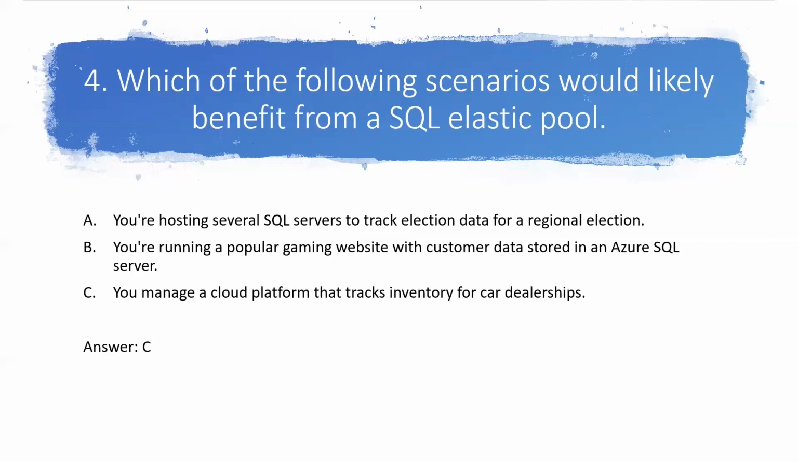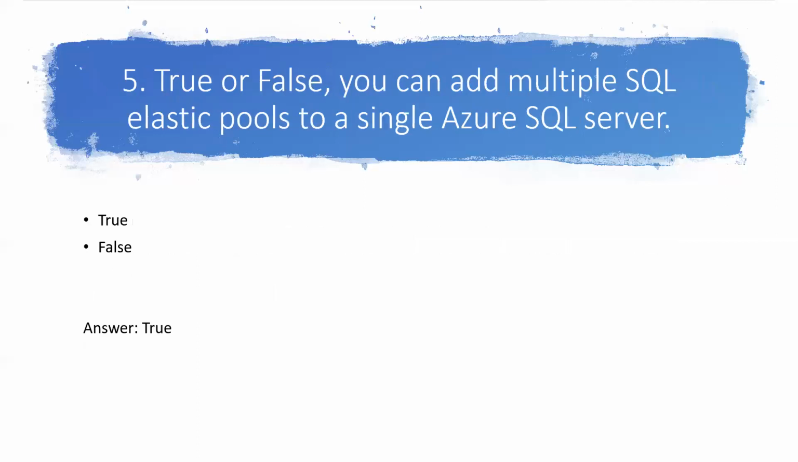Option C is the right answer. It's likely each dealership's data would be stored in a separate database. This scenario would likely benefit from elastic pools. Option C is the right answer.